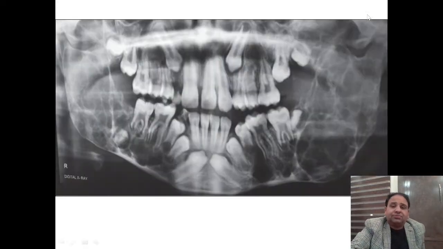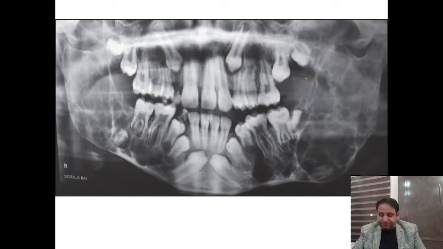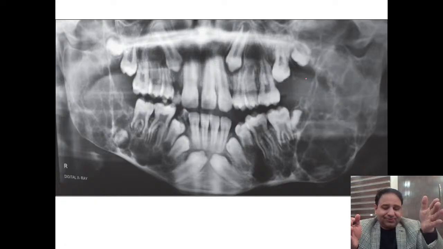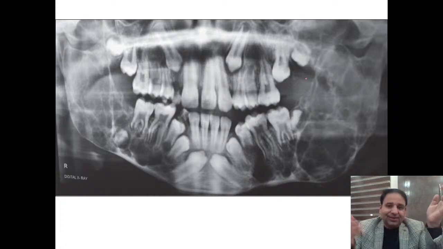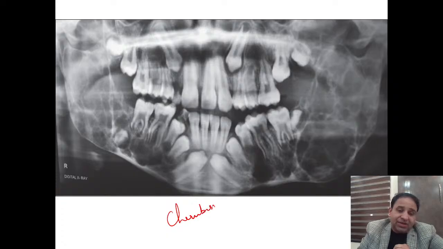Tell me what this is. Let me see who will answer this. Which pathology do you see here, on your screen? Anyone? I think my chat is not working. This is cherubism, students. The lesion is bilateral.